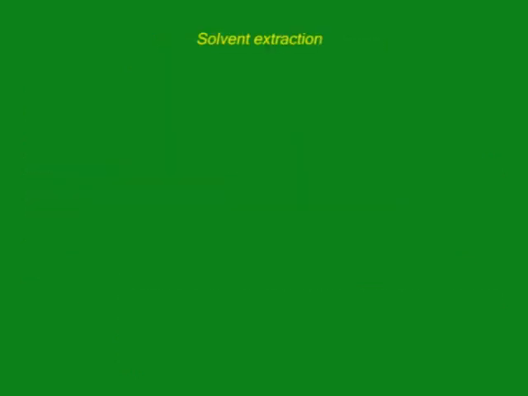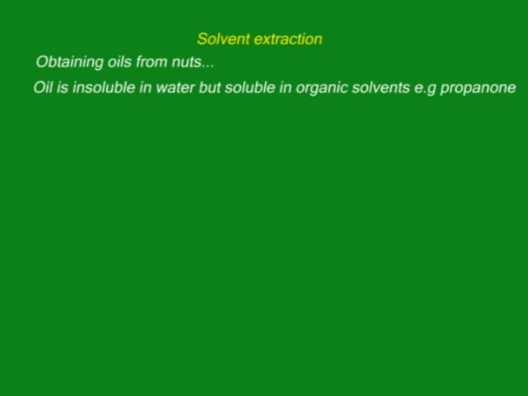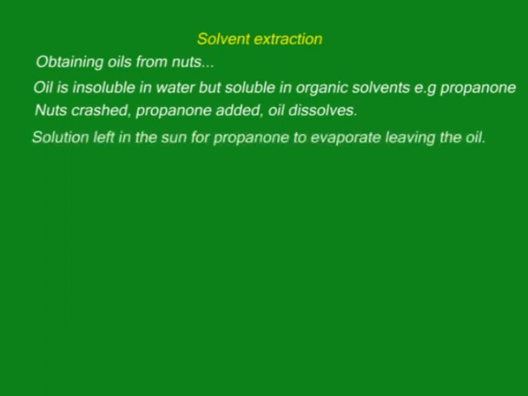Solvent extraction. Nuts contain oils. These oils can be obtained from the nuts by a method called solvent extraction. Oil is insoluble in water, but it is soluble in organic solvents such as propanol. If the nuts are crushed and propanol added, the oil dissolves. The solution formed is left in the sun for the solvent to evaporate, and the oil is left behind.